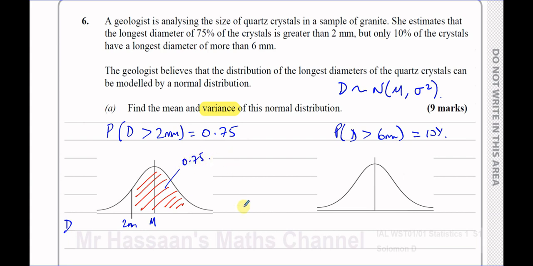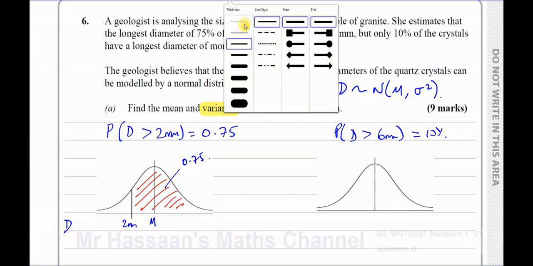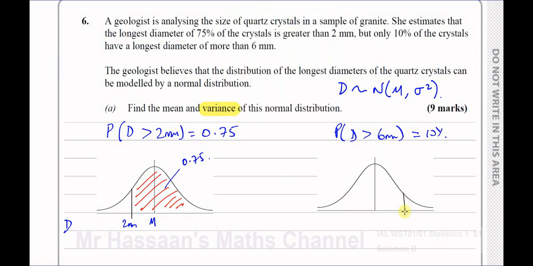And here it says the probability that the diameter is greater than 6 millimeters is only 10%. That means greater than 6 millimeters is only 10% of the data, which is of course less than half of the data, so it must be somewhere over here. There's only 10% of the data to the right of it, a small amount, which is just over there. So this is going to be 6 millimeters. This is the mean that we have to find. These are the D values, and this is only 10%, which is 0.1.